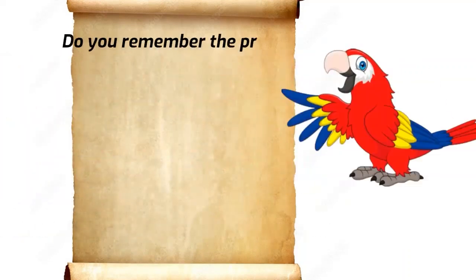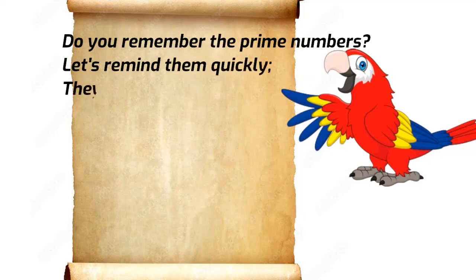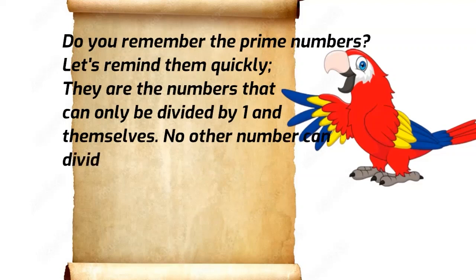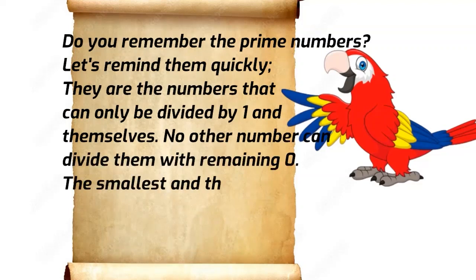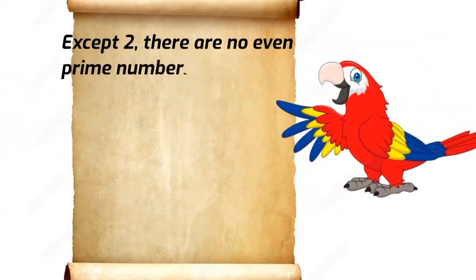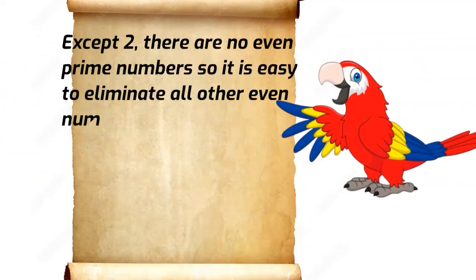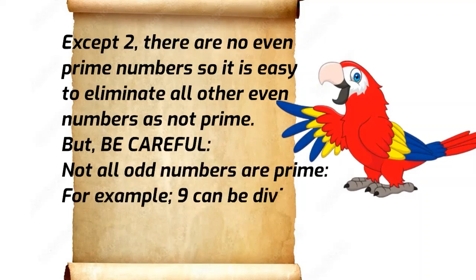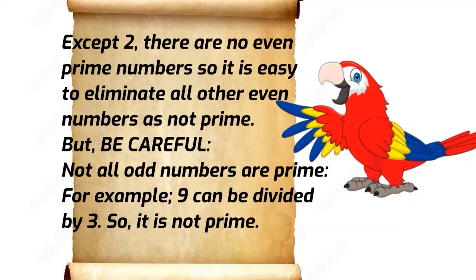Do you remember the prime numbers? Let's remind ourselves quickly. They are the numbers that can only be divided by 1 and themselves. No other number can divide them with remainder 0. The smallest and the only even prime number is 2. And they go on as 3, 5, 7, 11, 13, 17, etc. Except 2, there are no even prime numbers, so it is easy to eliminate all other even numbers as not prime. But, be careful, not all odd numbers are prime. For example, 9 can be divided by 3. So, it is not prime.